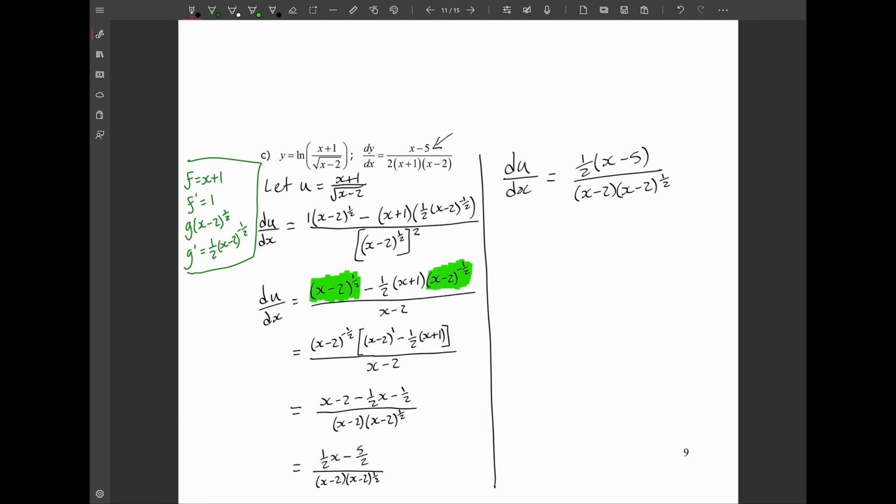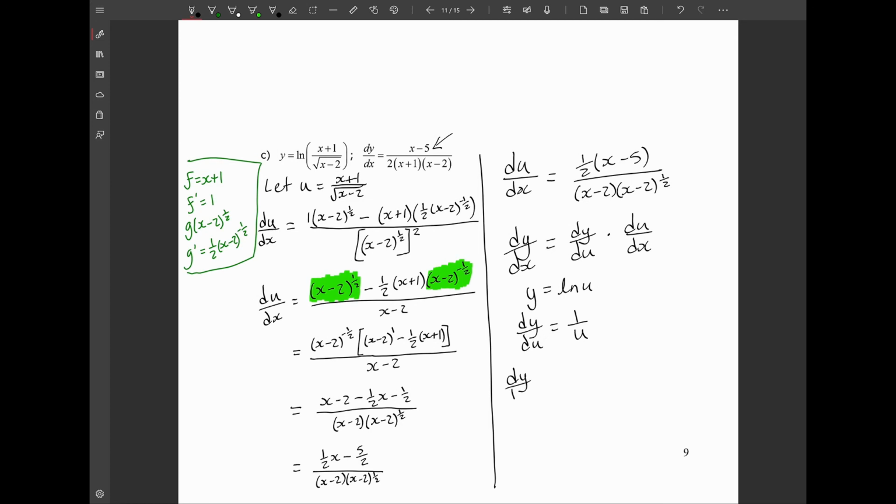We only found du dx. We want dy dx. So now we have to find our dy dx. Remember, dy dx is equal to dy du times du dx. We know our du dx, so let's do our dy du. Remember the derivative of the natural log of u. So remember we have y is equal to natural log of u. So dy du is equal to 1 over u. That one's nice and easy.